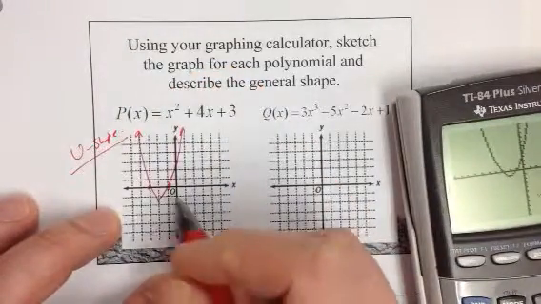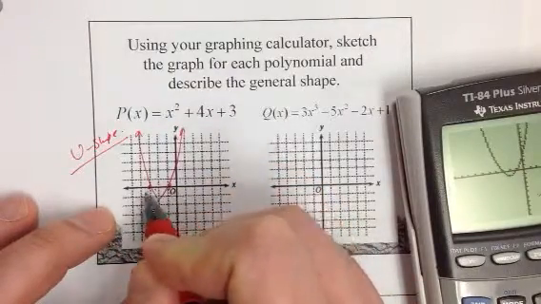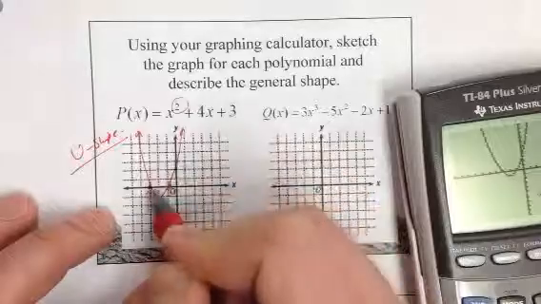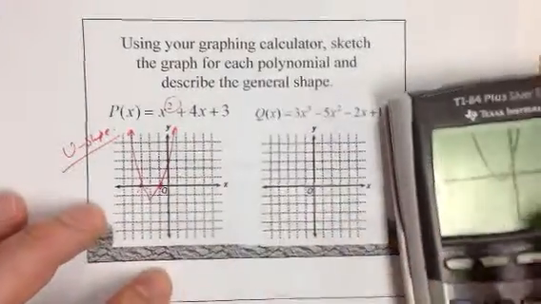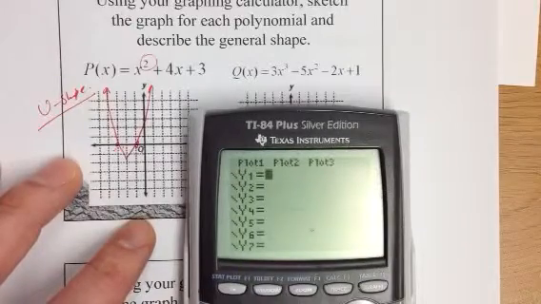Okay? And the other things that we can point out, hey, it's got 2 zeros, right? That's important. Look, it's squared. We have 2 zeros. Let's see what happens with this guy. So I'm going to go ahead and graph this guy. So I'm going to clear that other one out there. We don't have to graph them all together.